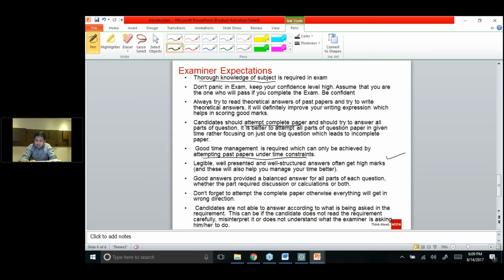Candidates are often not able to answer according to what is being asked in the requirement. This can happen if the candidate does not read the requirement carefully. So try to read the requirement carefully. Do not misinterpret it and try to understand it. If you do not understand the question at first instance, try to read it again. Definitely on the second and third reading, you will understand the question. It will obviously consume your time, but at least you can understand fully what is being asked by the examiner.